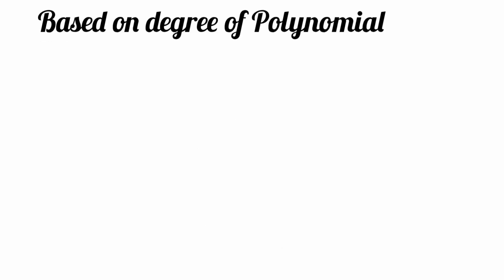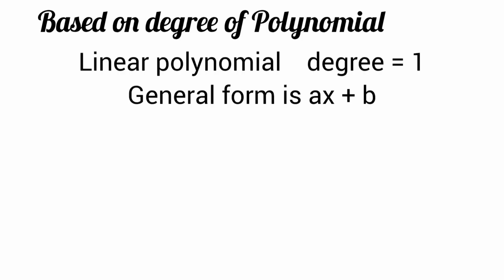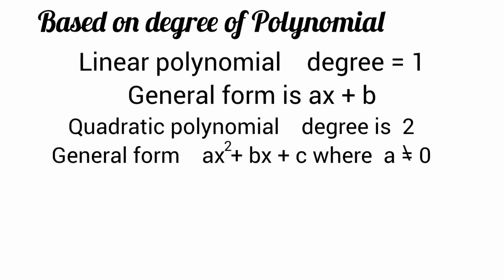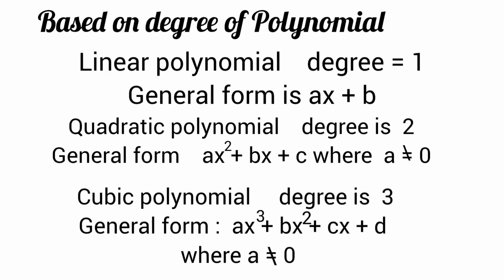Now based on the degree of the polynomial, polynomials are classified. Number 1, linear polynomial. Its degree is 1, general form ax plus b. And quadratic polynomial, degree is 2, general form ax square plus bx plus c, where a is not equal to 0. Cubic polynomial, degree is 3, general form ax cube plus bx square plus cx plus d, where a is not equal to 0.